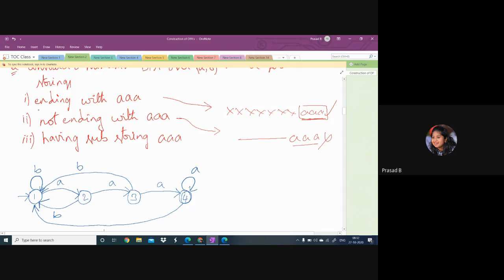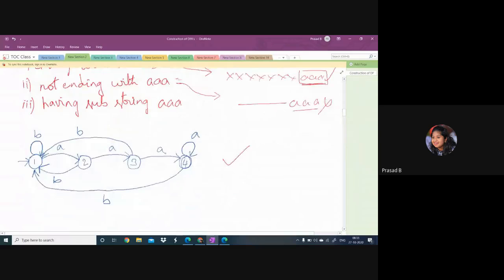Therefore, whatever the strings in the first language will not be in the second language, and whatever the strings in the second language will not be in the first language. So here the first and second languages complement each other, and already we have done the automata for the first question, as 1 and 2 are complement languages.